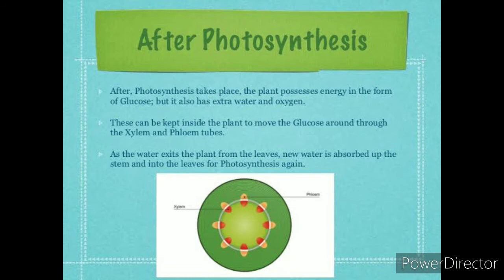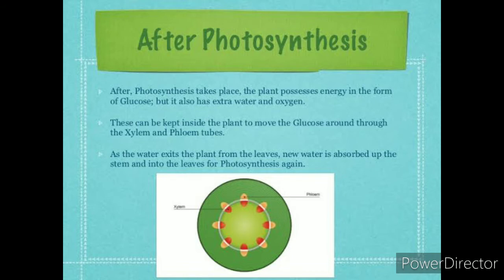So after photosynthesis takes place, the plant possesses energy in the form of glucose, and it also has extra water and oxygen. What happens to the oxygen is that some of it is used by the plant itself for some metabolism inside the plant body, and the rest of the oxygen will be removed, or moved outside, through the stomatal opening of the leaves.